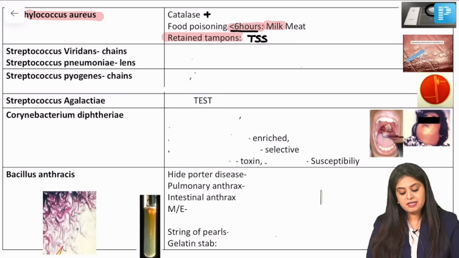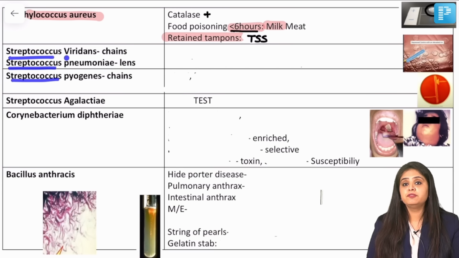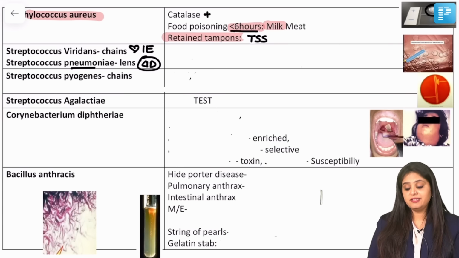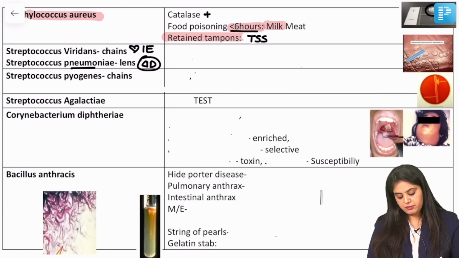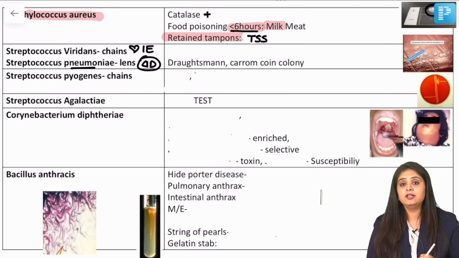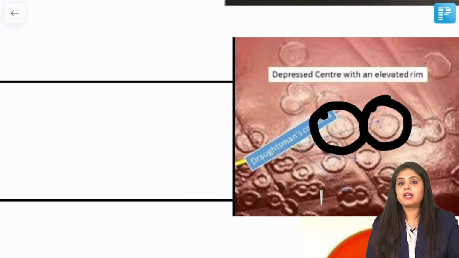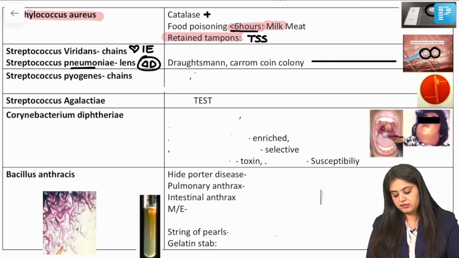Moving on to next, Streptococcus. If I have Streptococcus viridans, which is in chains, that is very commonly seen associated with infective endocarditis. If I have Streptococcus pneumoniae, of course, which causes pneumonia and is in the form of a lens, that has a very classical colony appearance known as the Draughtsman colony or carom coin colony. See, it looks exactly like the coins of a carom. So carom coin colony is shown by Streptococcus pneumoniae.